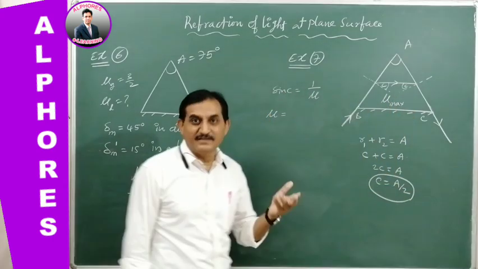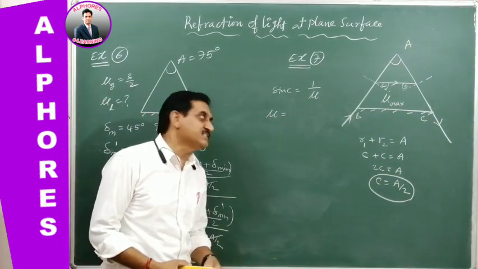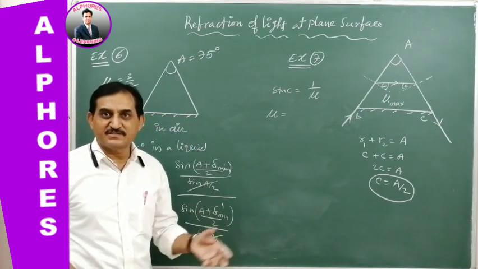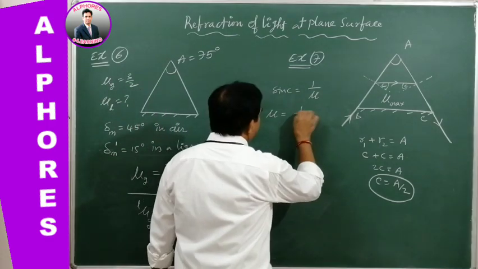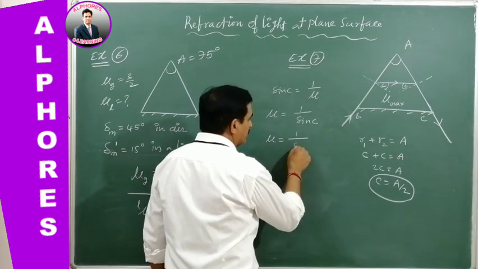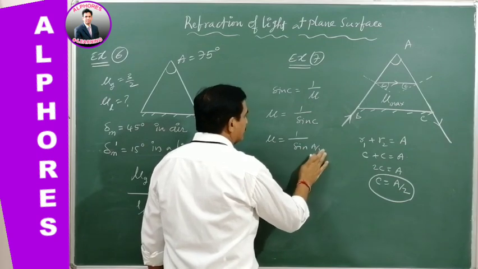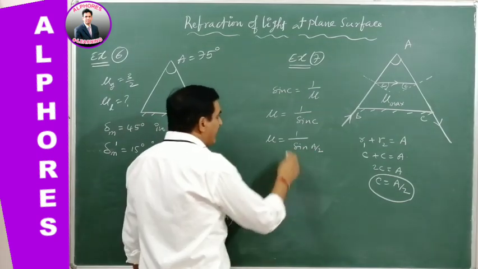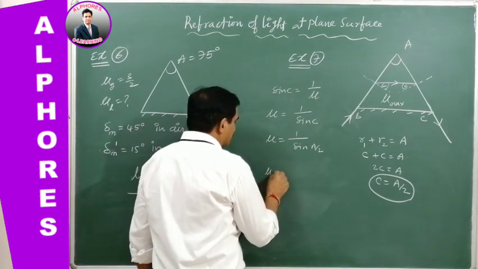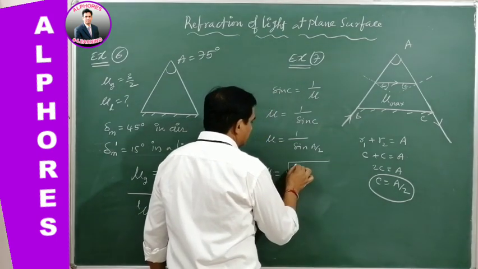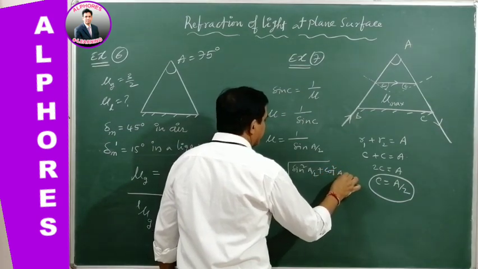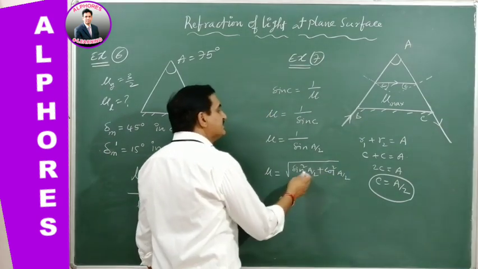So in the boundary case and critical angle case, we can use sin C is equal to 1 by mu, and its concept and relevant problems were also discussed previously. Now mu is equal to 1 by sin C, which is 1 by sin of A by 2. Instead of C, we substituted A by 2. And also, I am going to substitute this instead of 1. So, I am going to substitute the value, that is root over sin square A by 2 plus cos square A by 2. Again it is giving 1.